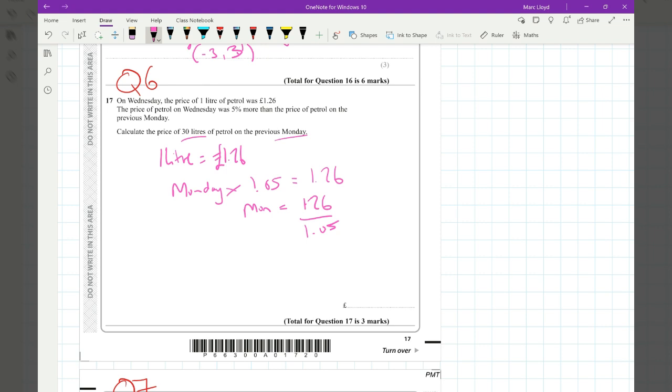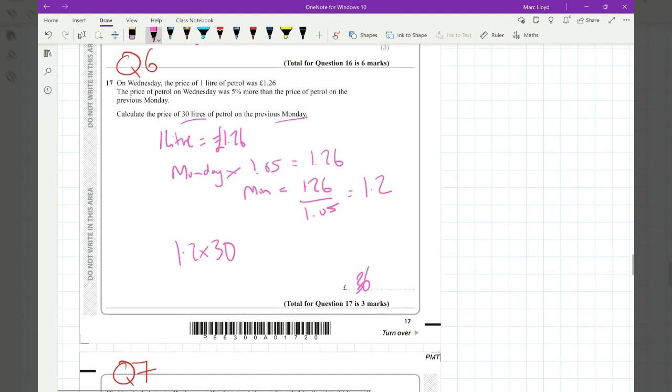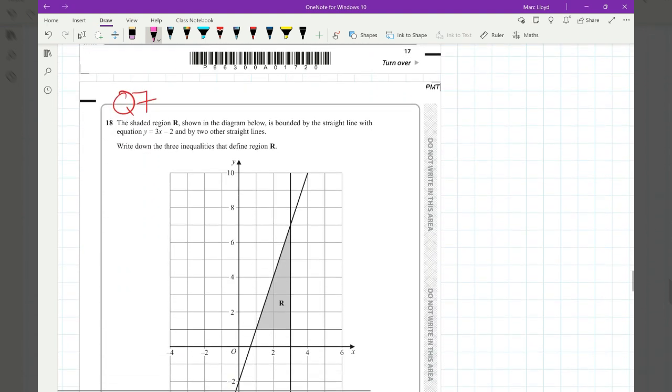Calculator at the ready. I've got it next to me this time. So dividing it, 1.2, nice and easy. Finally, 1.2 times by 30 gives us the cost. It's £36. Okay, that's question 6 done.